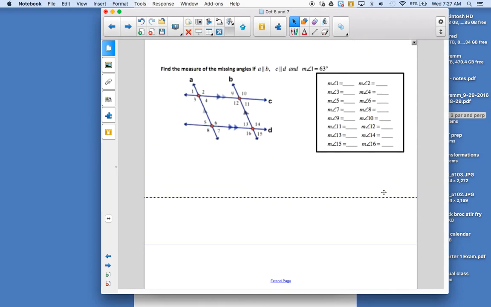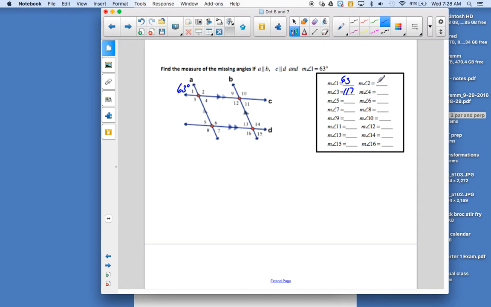Okay, let's see if we can fill out this chart. We have two pairs of parallel lines. Wow. Okay, let's look closely at this. It says A is parallel to B, C is parallel to D. And angle 1 is 63, so I'm going to start right there and put in my 63 degrees. So let's put it in here, 63 degrees. Okay, so that makes angle 3 180 minus 63, or 117. Check me on that, but I think it's 117.